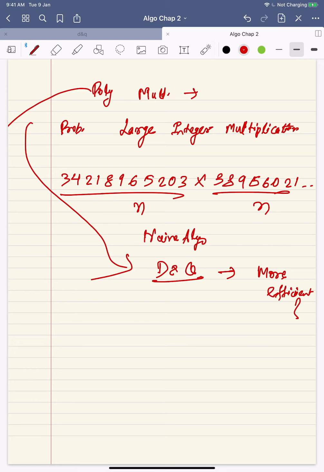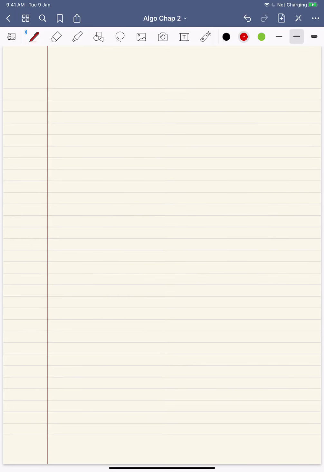Okay, so we saw 2 interesting problems, matrix multiplication and polynomial multiplication, and now we will see the third problem that also has some sort of geometry in it. So let's take a different problem that has some geometry feeling, and this is called the closest pair problem. Let's try to understand the problem.